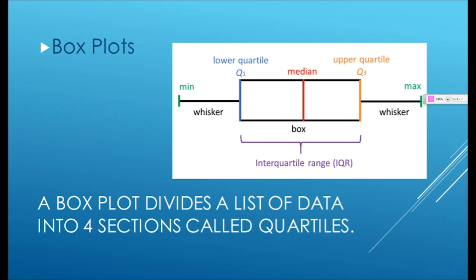What is a box plot? You'll see that asked a number of times coming up in the chapter. What is a box plot? A box plot divides a list of data into 4 sections called quartiles.